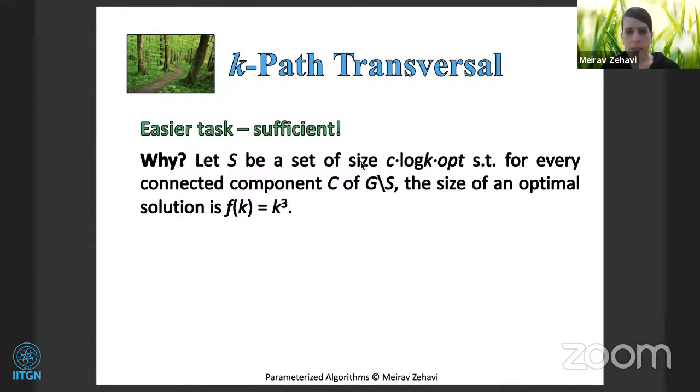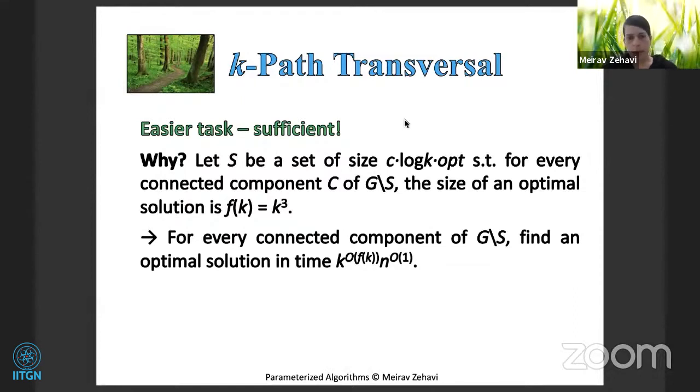Suppose S is some set of size order log k times opt, so some c log k times opt, such that in each one of the connected components that we get after we remove it, the size of the solution is some function of k. So here taking k cubed will work. Okay, so suppose we are able to solve this problem that corresponds to the easier task. And let's see why this means that we are done, why this is sufficient.